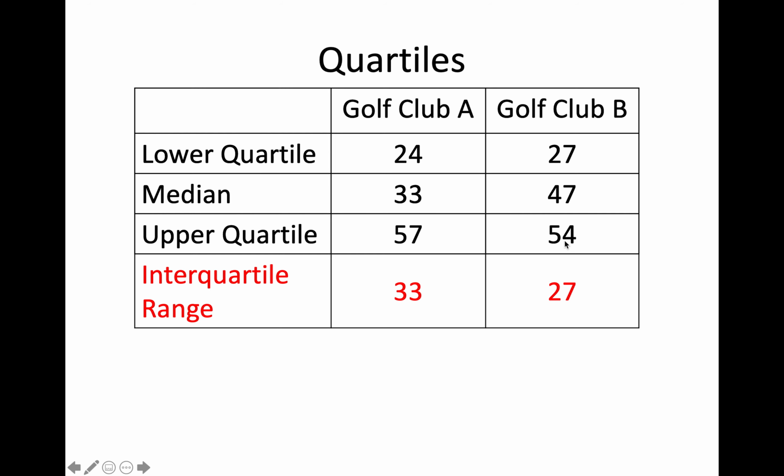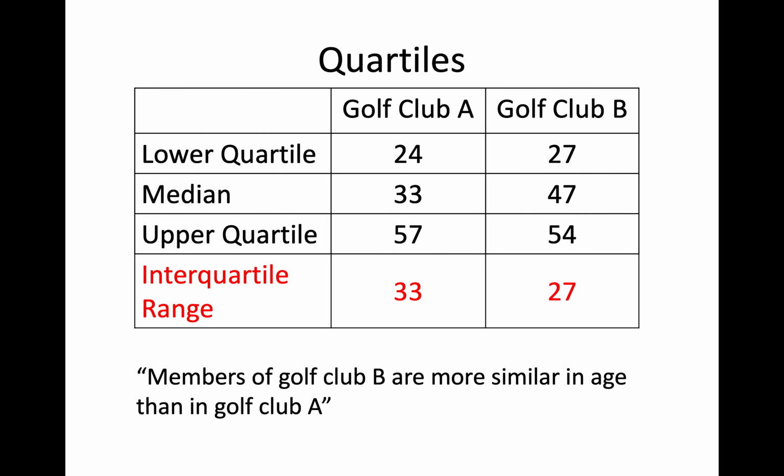A quarter of their population are greater than 54. A quarter here are greater than 57. A quarter of this population are less than 24. And a quarter of this club are less than 27. So you can extract quite a lot from it. But essentially, what you can say here is that in Club B, they're more similar because they have a smaller interquartile range.